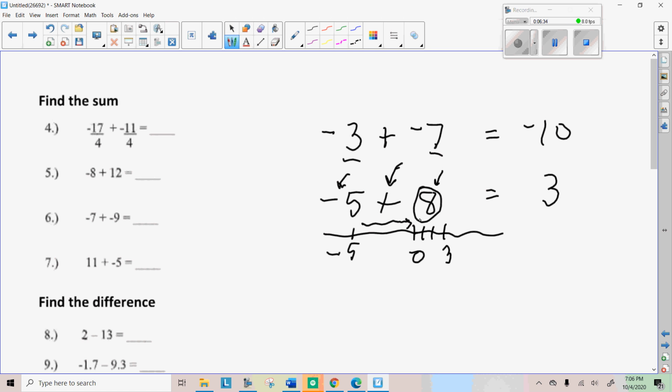So go ahead and do those 4 problems. Remember, when you're doing fractions, the denominator stays the same, so it's going to be out of 4, and you just have to add the numerators together.